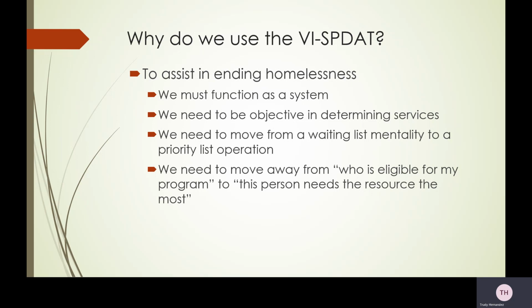It takes us away from this waiting list mentality that we often have to a priority list. So it's not first come, first serve. We're looking at who has the higher acuity, who is the most vulnerable in our community, to prioritize for housing over someone who might be able to self-resolve. And then we know that in order to end homelessness, we have to move away from the idea of who's eligible for my program to this is the person who needs the resource the most.